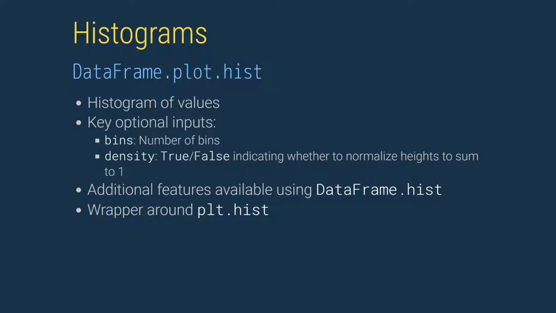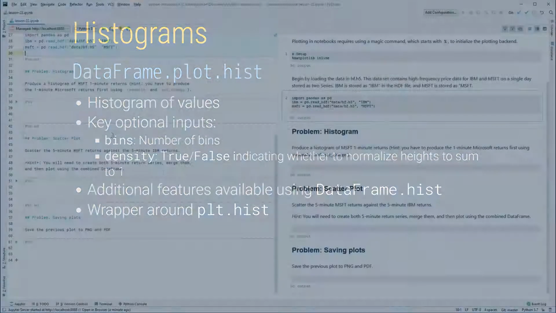plot.hist visualizes the distribution of the values of a variable. While there are no required inputs, two keyword arguments are common. bins sets the number of bins used, and density ensures that the bin heights are normalized to sum to 1. plot.hist is a wrapper around matplotlib's hist, which documents the full set of options.